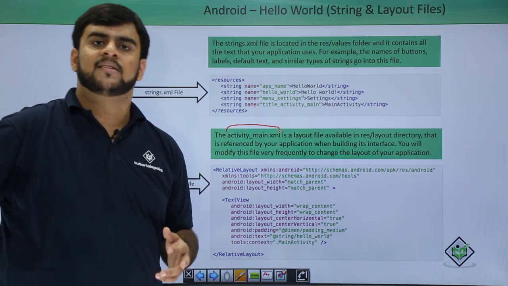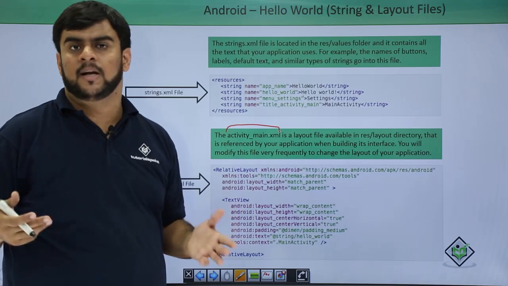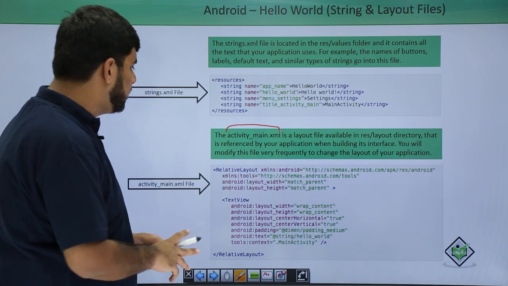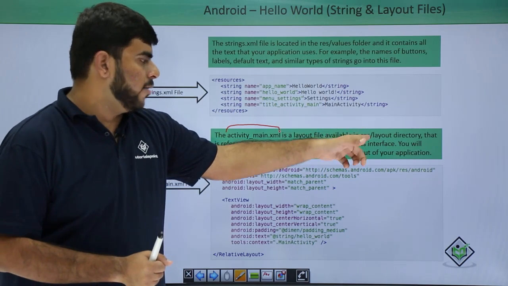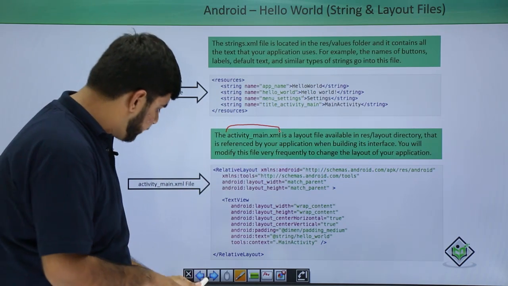You can have a button to get some work done, or you can have a button to log in or sign up and stuff like that. So all this comes as a part of the activity main. This is present under the layout directory in the res folder.